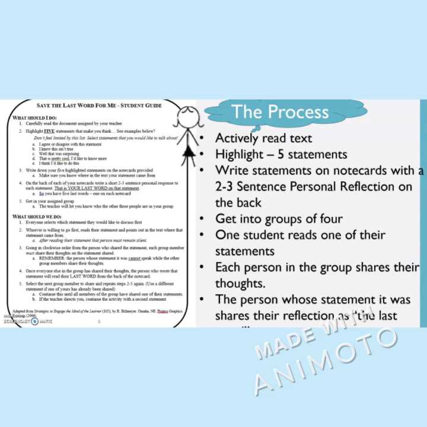The premise is relatively simple. Students read a text individually and highlight 5 different statements that they would like to discuss with their group. Students write those 5 statements on separate index cards and then write a short 2 to 3 sentence personal reflection on the back of the corresponding index card. After all students have their 5 statements and personal reflections written, they are placed into prearranged groups.